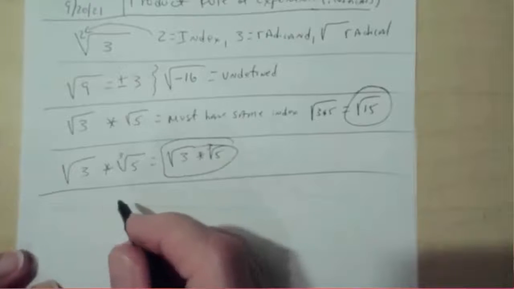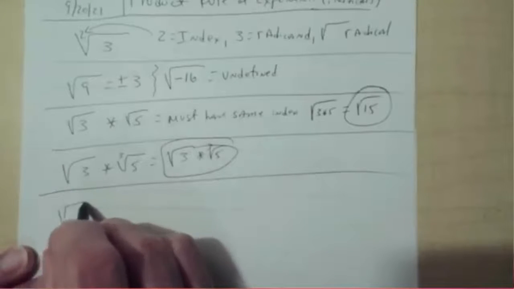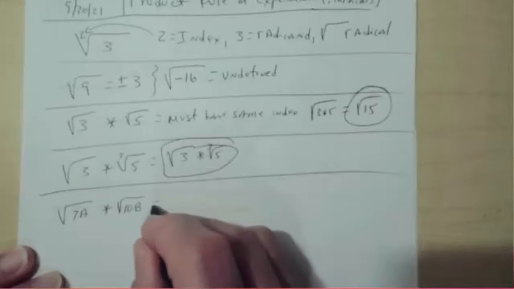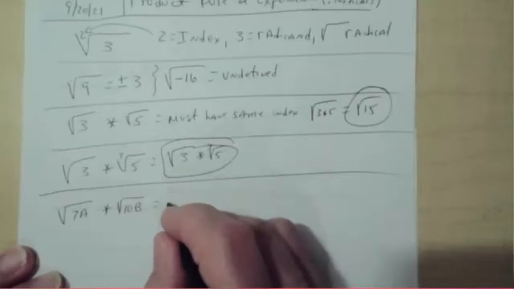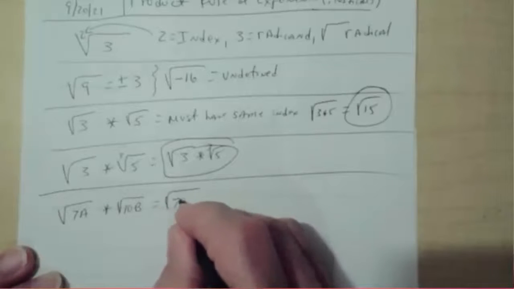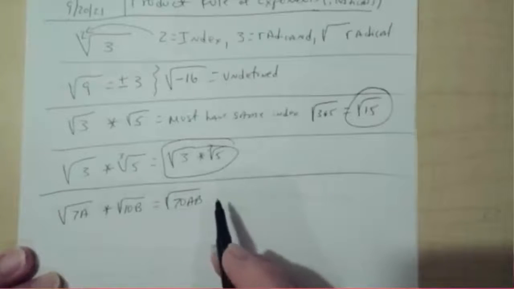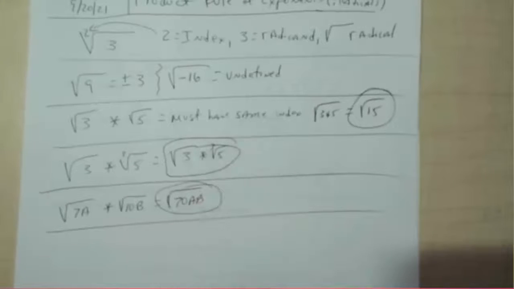index. Now, if you have the square root of 7a times the square root of 10b, can we multiply these two things? Yes, because the indices are the same. So this is the square root of 70ab. A times B is AB, so we can do that. Okay.